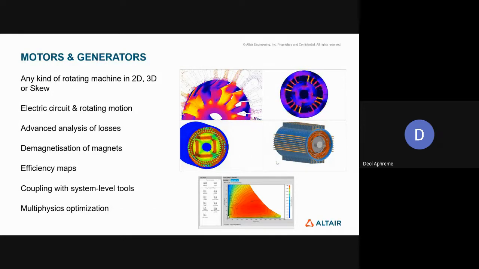So for component level simulation or system level simulation, you can couple it with Flux, where your motor is being solved in real time and being given the inputs that you're given in Simulink. So that can also be done. And then multi-physics optimization. Multi-physics optimization is something that requires an in-depth understanding, which I will get into in the next coming slides.